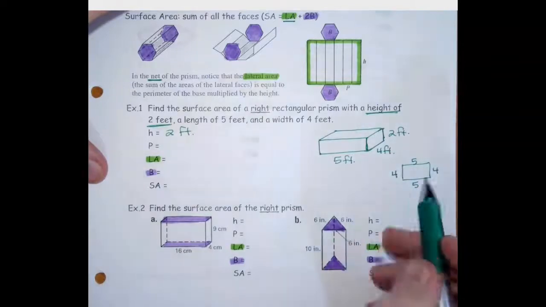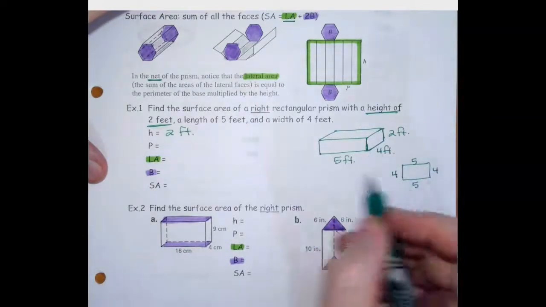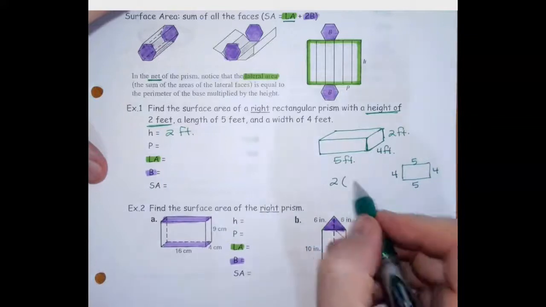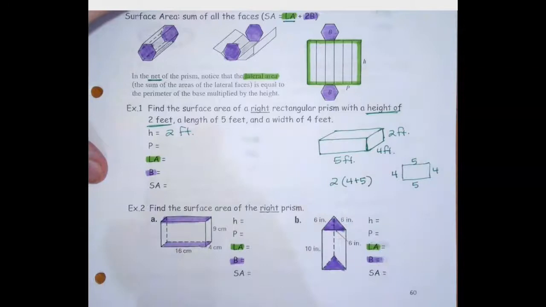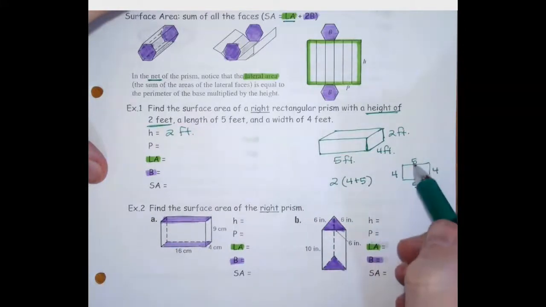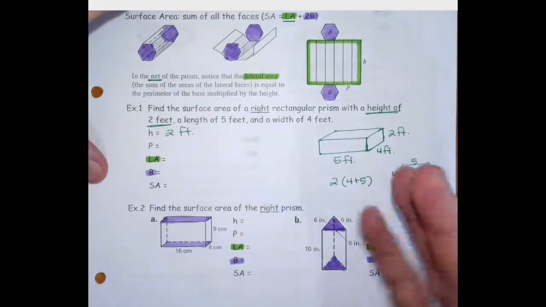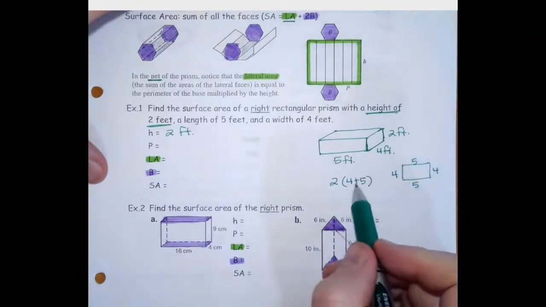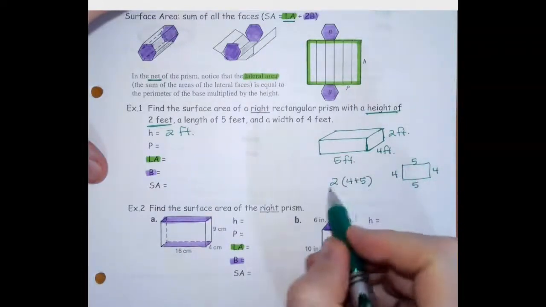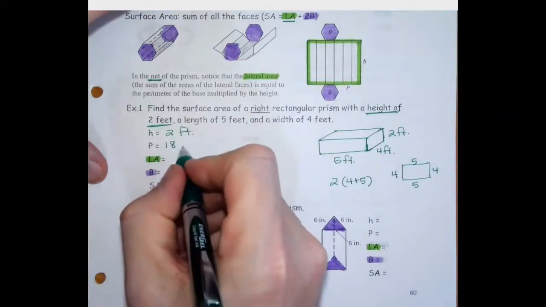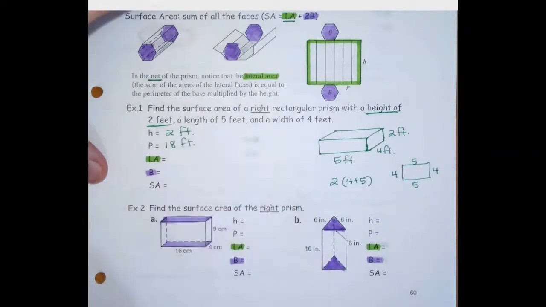So the way I like to think of the perimeter, especially of a rectangle, is I'm going to get the two sides that are different added together, and then I'm going to multiply that by 2. Now you also could multiply each side by 2 and then add this together, but that's 3 calculations, and I would rather just do 2 calculations. So I want to add and then multiply. So that's 9 times 2, that's 18. And perimeter is also measured in feet. So now we have those two things.